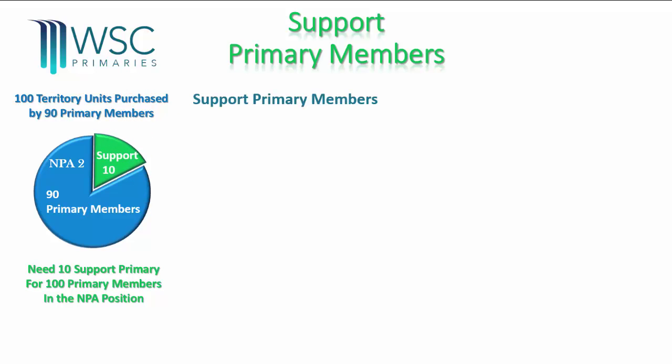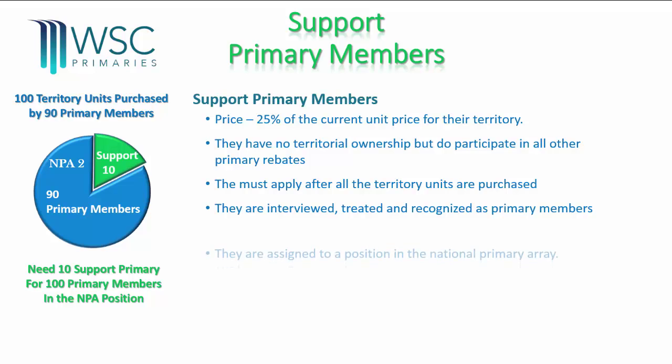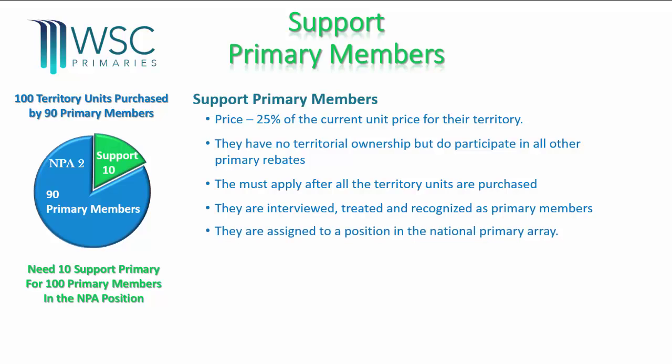First of all, if they want to be a support primary member, they need to pay 25% of the current unit price for their territory. Secondly, they have no territorial ownership, but they do participate in all of the other primary rebates. They must apply after all the territory units are purchased. Then they will be interviewed and, if accepted, treated and recognized as primary members with no distinctions. They are then assigned to a position in the pre-structured National Primary Array. Then they will receive 1/2 a unit in the National Primary Array.